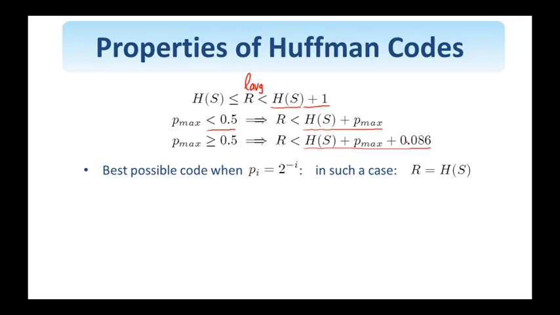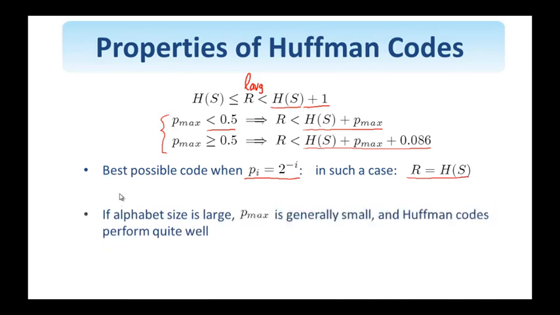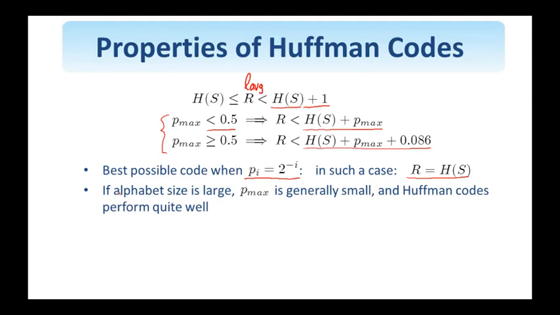The best possible result is achieved when the probabilities are powers of 1/2. In such a case, the rate becomes exactly equal to the entropy of the source. Now looking at these expressions here, it's clear that if the alphabet size is large, then in general P max is small, so the upper bound is tight, and therefore Huffman codes perform quite well.